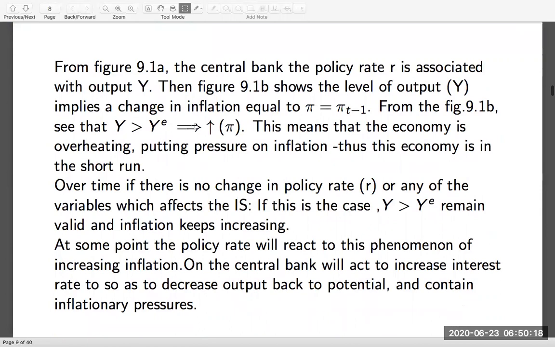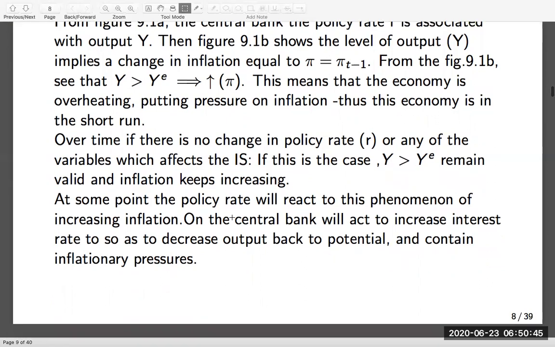So this scenario happens when the economy is in the short run, and we need a transmission mechanism back to y equal to ye, with inflation being stable. Over time, if there are no changes in the policy rate or any of the variables which affect the IS, y will continue being like that, and inflation will keep rising, right? And you will have maybe hyperinflation and stuff. But that's not what happens in real life.